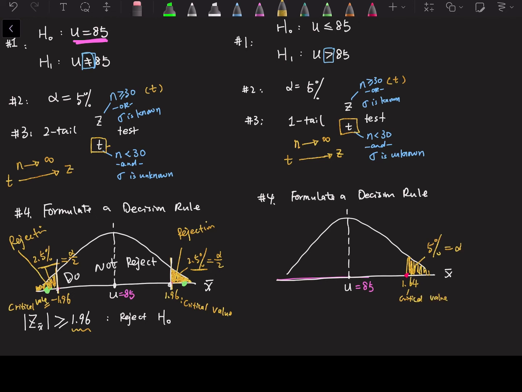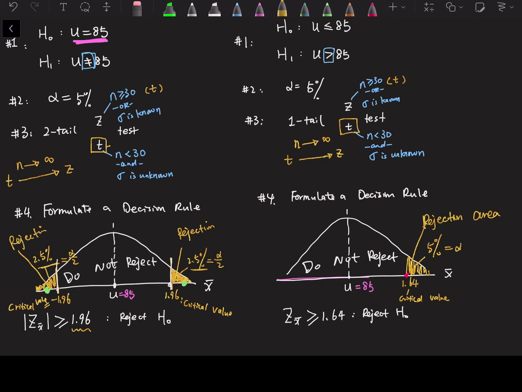So the decision rule will be, let's suppose there's a large sample, and because it's only one tail, if the z-score for the corresponding x bar is as extreme as or more extreme than the critical value 1.64, we reject the null hypothesis. Otherwise, we accept the null. So this area is called do not reject, and the yellow shaded area is called the rejection area or rejection region. This is the most important step: formulate the decision rule.